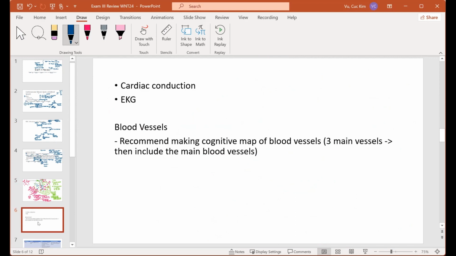Now for blood vessels, I noticed that those of you who did the video on the blood vessels tended to stay more general when you really do need to know more of the specifics, okay? So make sure you know not just the three main types of blood vessel, but also the layers and how the structure of those layers contributes to the function and characteristics of those blood vessels.